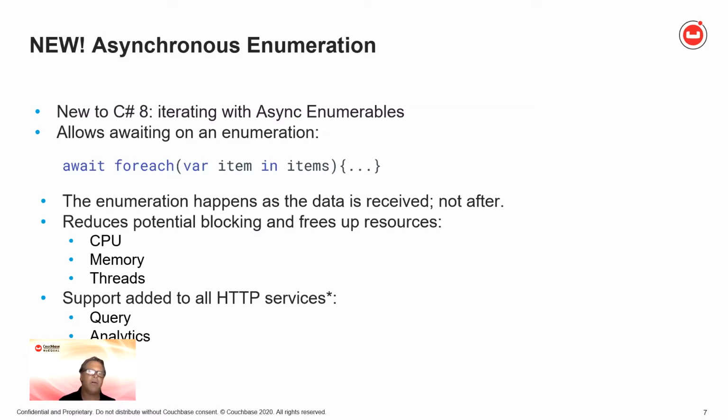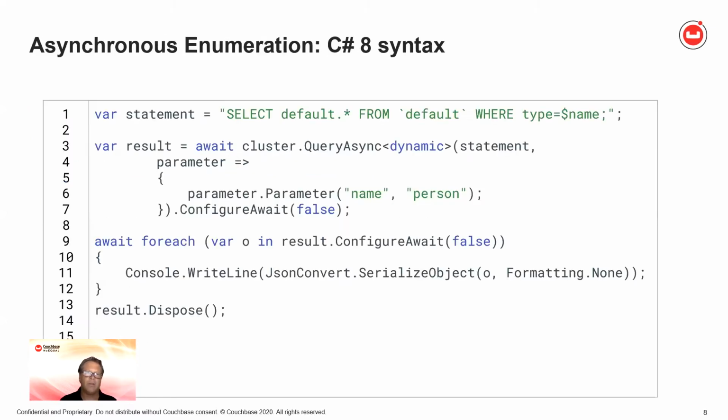Support was added to all the HTTP services in the Couchbase SDK. So query, analytics, search, views, etc. So how do you do asynchronous enumeration? There's a couple of different syntaxes, and the most elegant one is the C# 8 syntax.